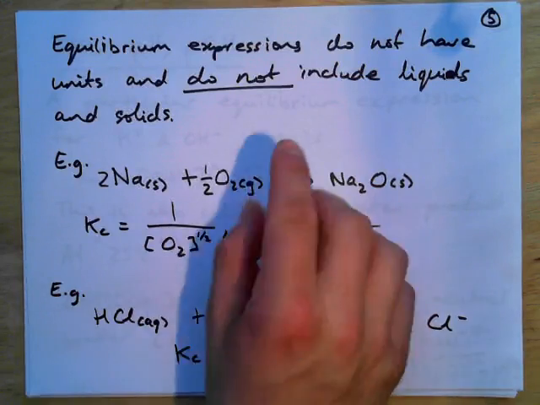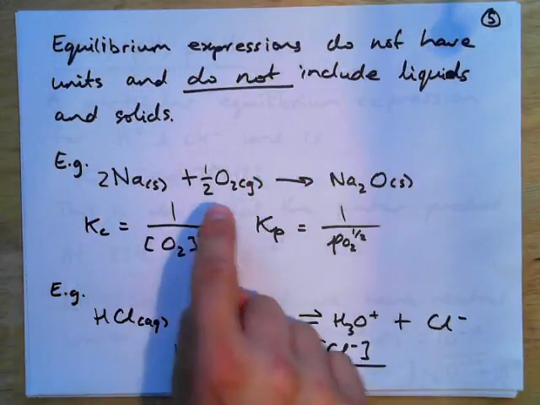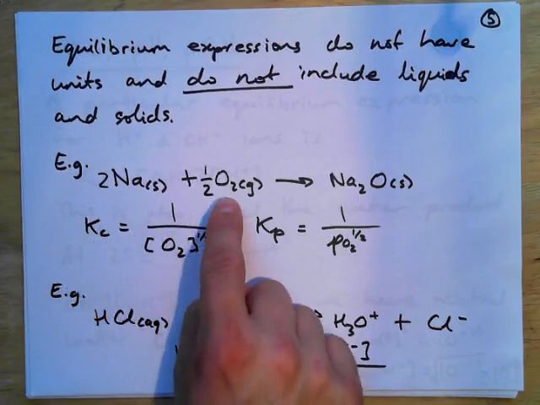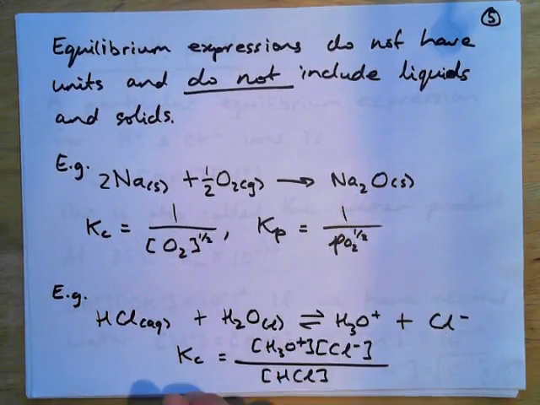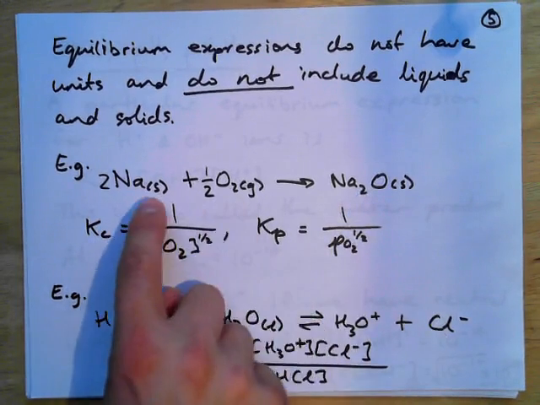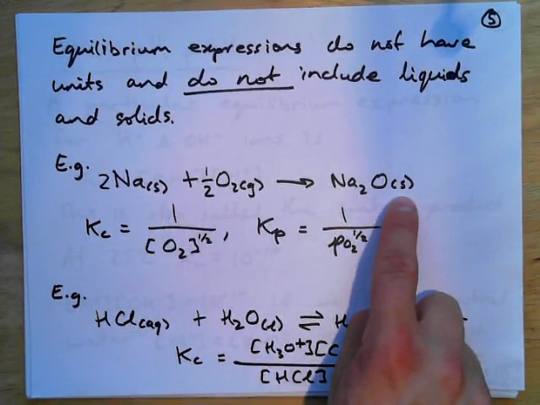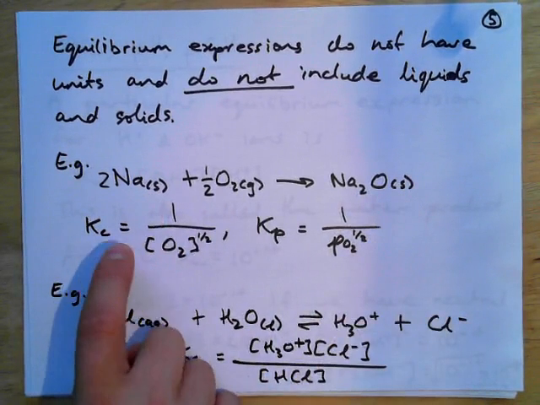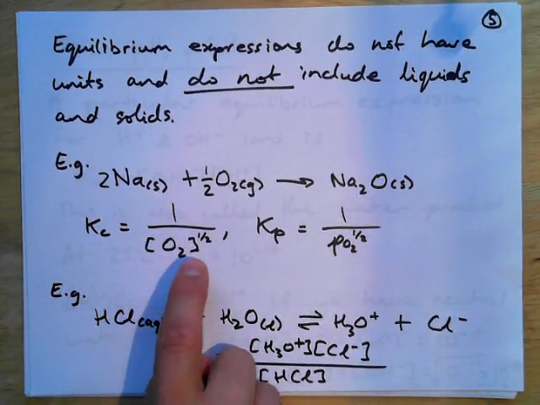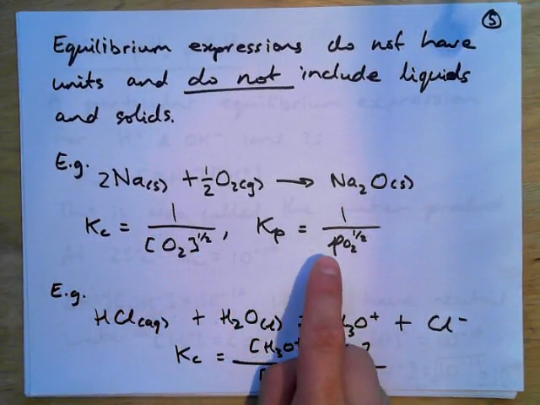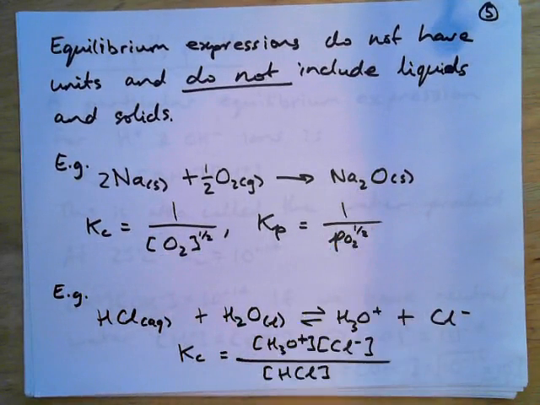And we also do not have liquids or solids. So in this reaction here, we've got sodium plus oxygen going to sodium oxide. Only the oxygen is the gas. These are solids, and so they're not included in the equilibrium expression. So our Kc is 1 over the concentration of O2 to the power of half, or if we looked at it in terms of Kp, we'd have 1 over our partial pressure to the power of a half.